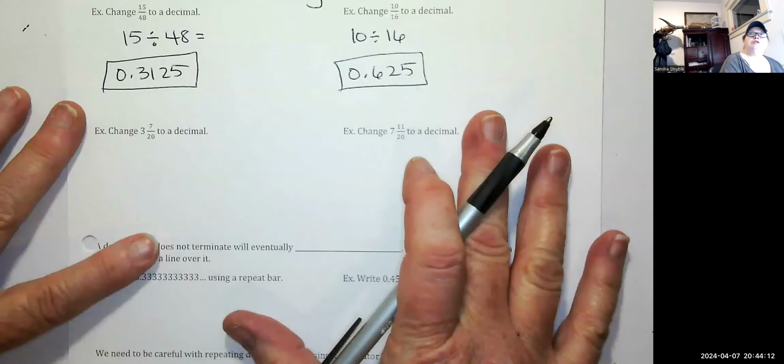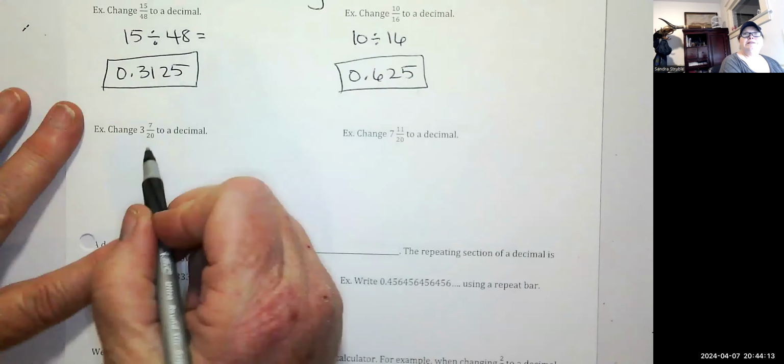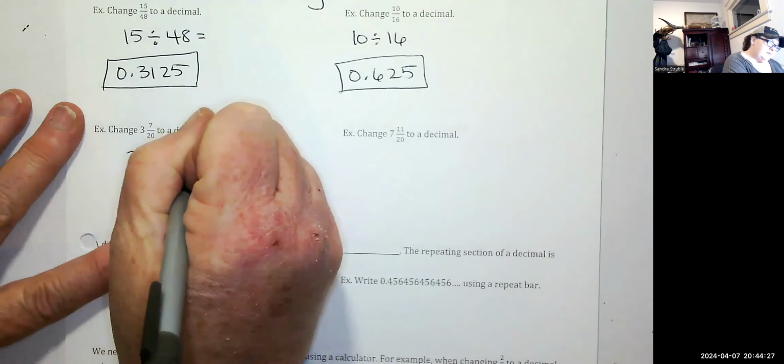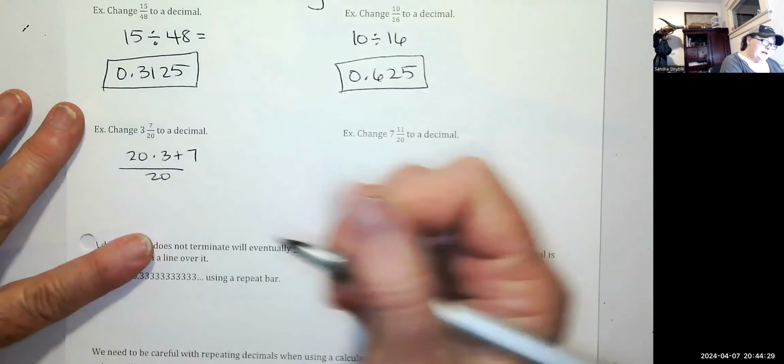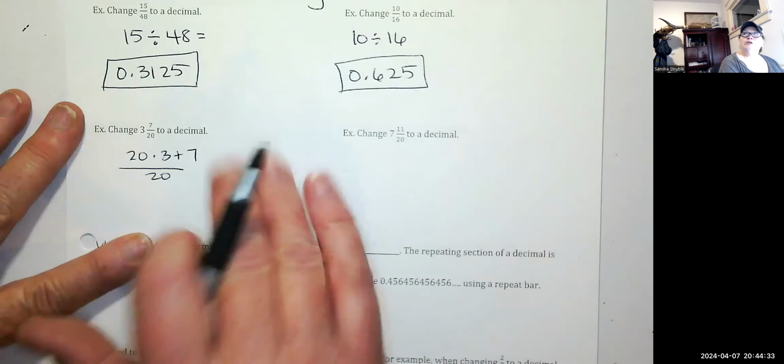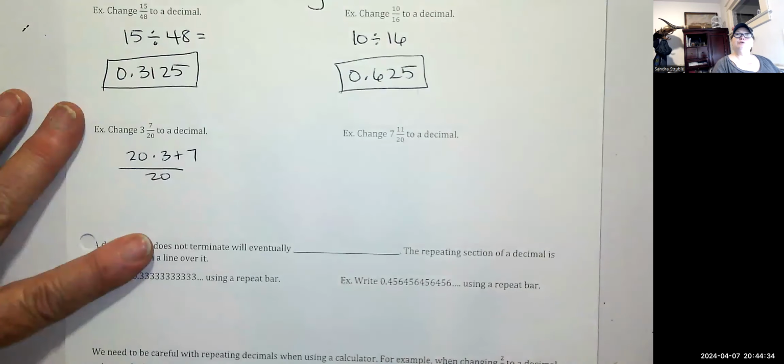All right. Change 3 and 7/20 to a decimal. Well, we could go around the world. We got a couple different ways we could do this. We could go around the world, 20 times 3 plus 7 over 20, and then divide it. Or you could do it another way. I want to show you this way first, and you decide which one you like better. I do not expect you to do both, but you figure out which one you like.